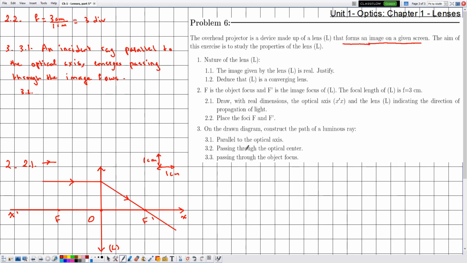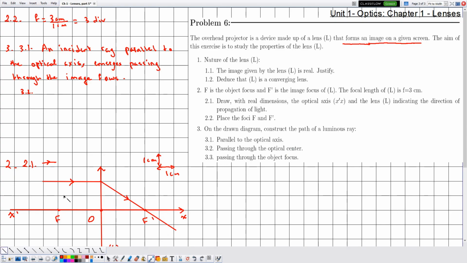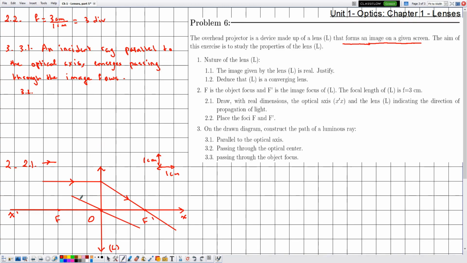And now in 3.2 they are telling me passing through the optical center O. So this is an incident luminous ray passing through the optical center O, and we know that this ray will emerge without deviation. So this is the tracing. Now let's do the justification.